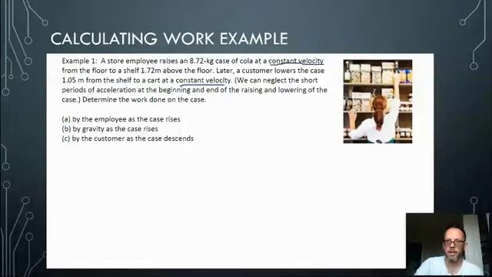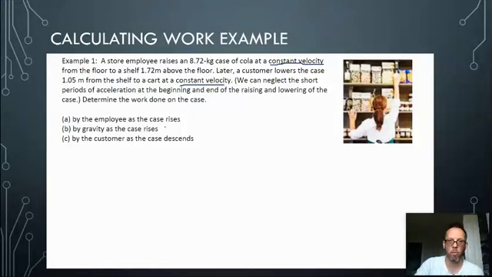And so we're going to ignore the fact that the case just goes from rest to moving instantaneously. We'll ignore those short periods of acceleration at the beginning and end. We're going to find the work done on the case in each of these scenarios.